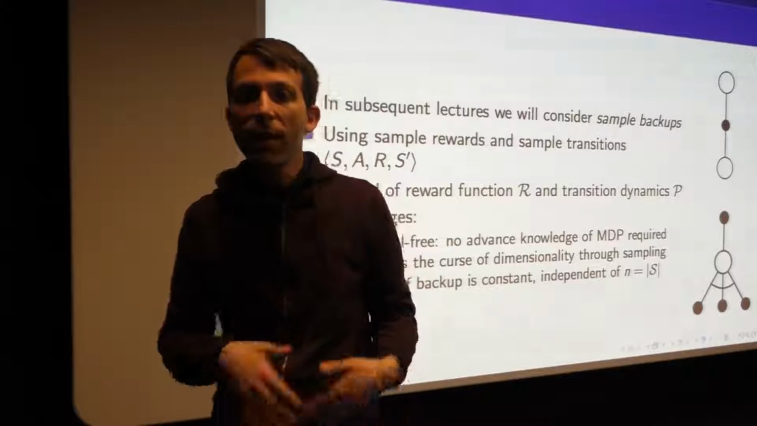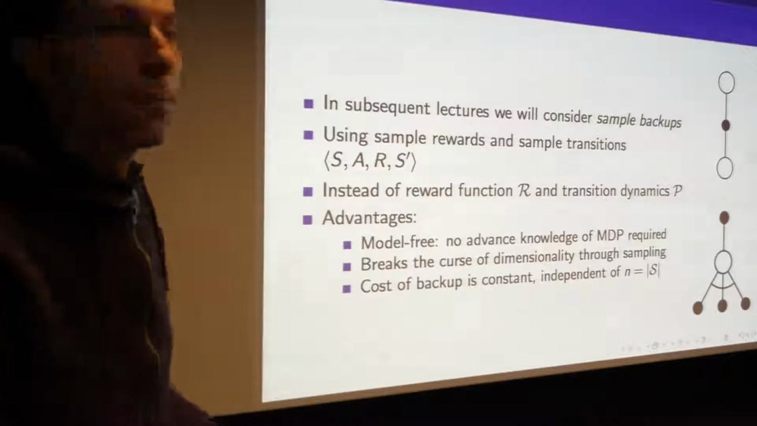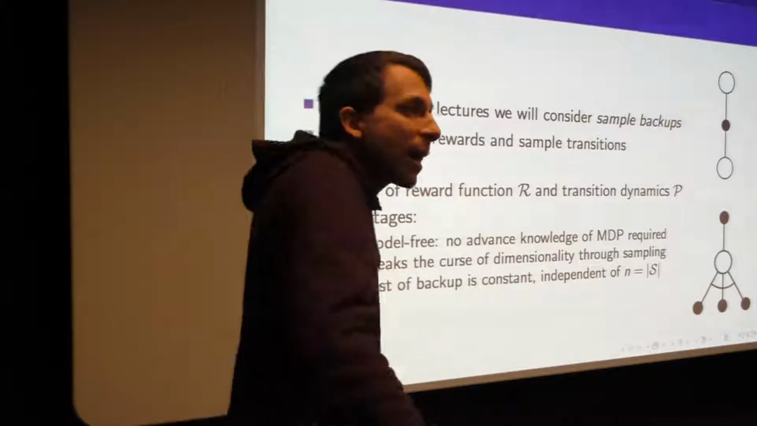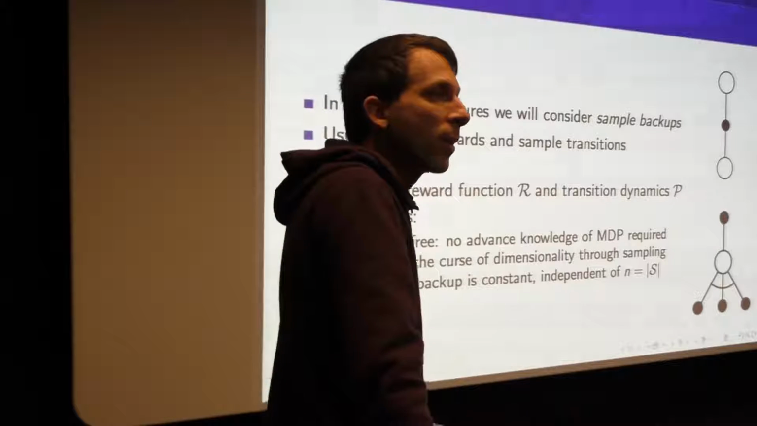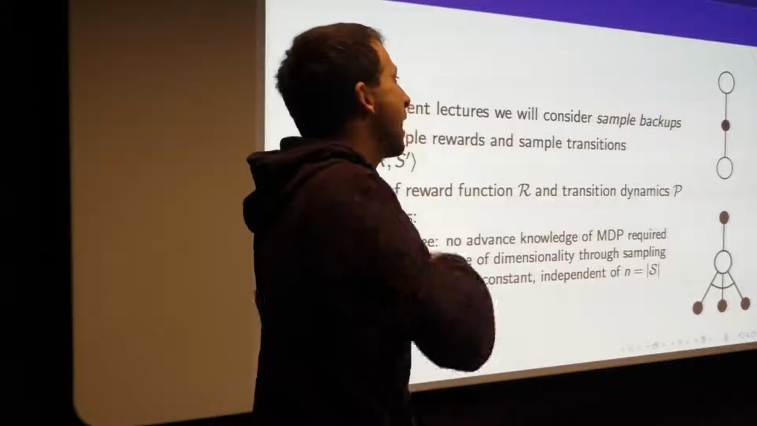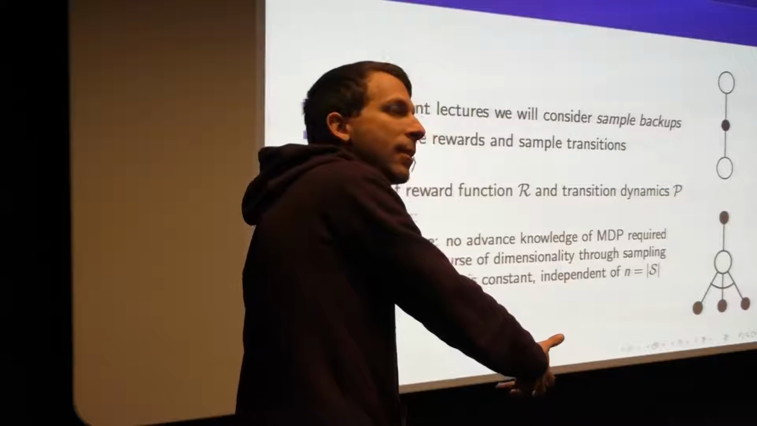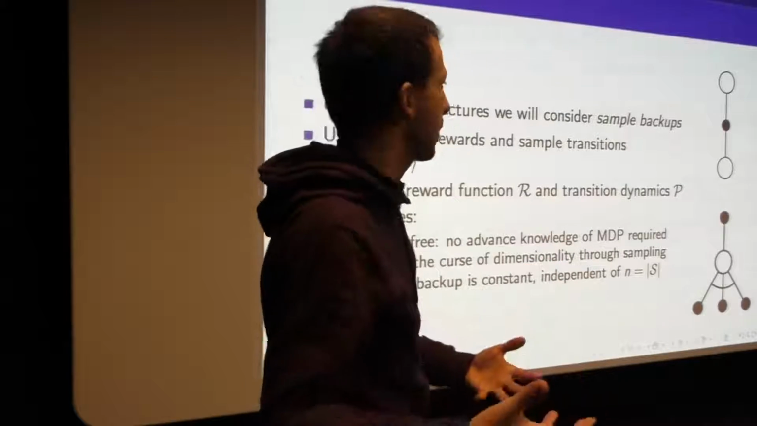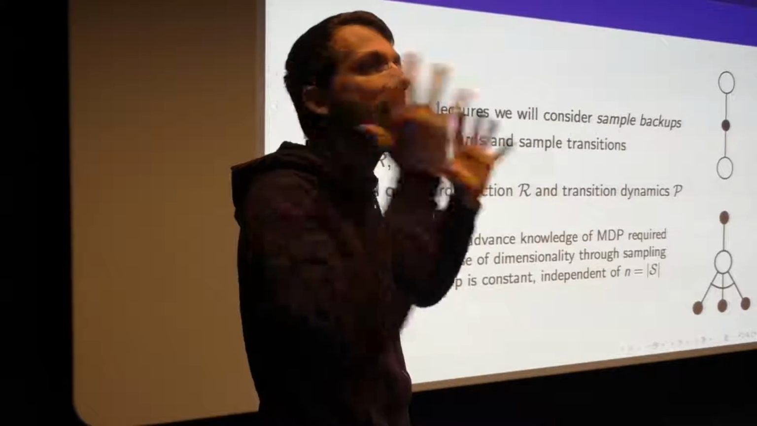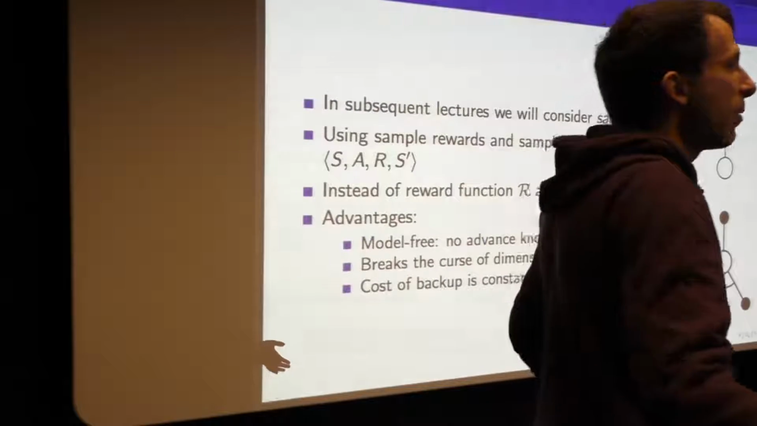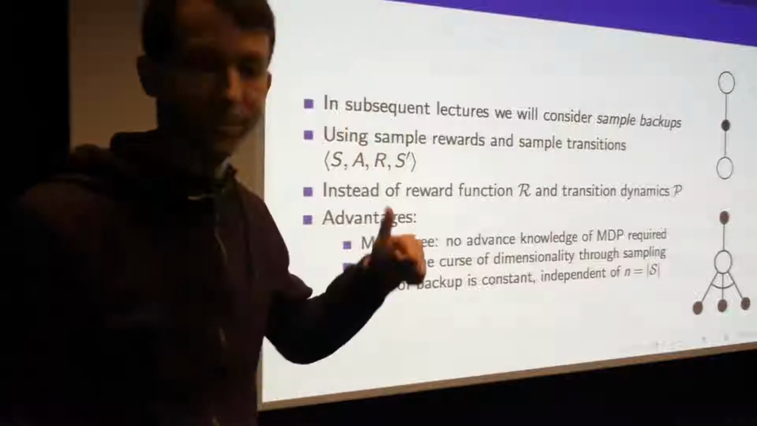It's going to break the curse of dimensionality through sampling. But also, because we're sampling the dynamics of the environment, we don't need to know the model of the environment. So this is how we convert from these dynamic programming methods to model-free reinforcement learning methods. Instead of someone telling us the dynamics, we just sample from them. We see what happens.